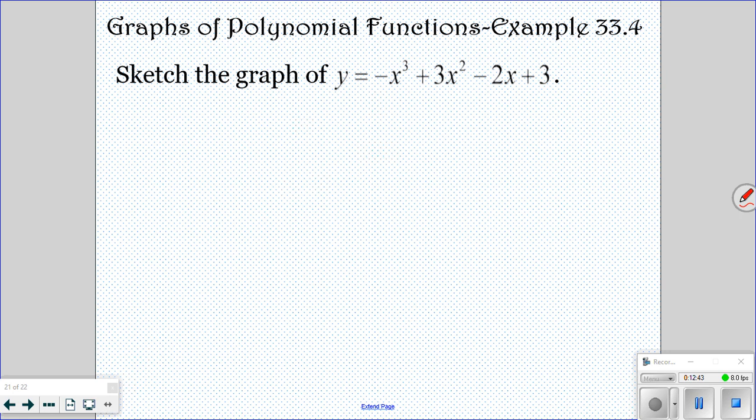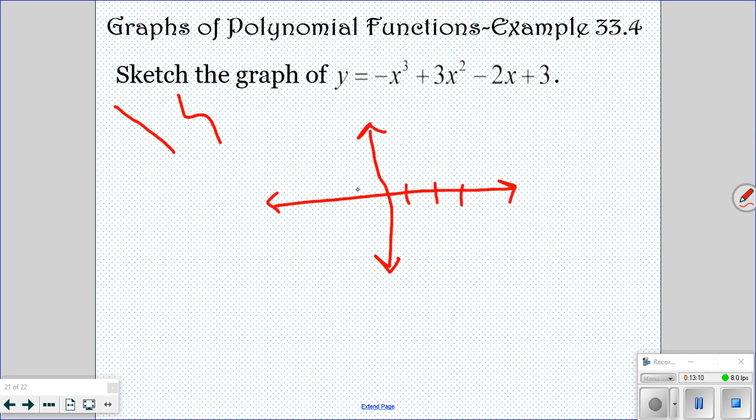Alright, so we want to sketch this one. So this is a cubic, and so we just need to do a rough sketch of it. We don't have to do a super great sketch. And so we know if it's a negative cubic, it's going to look like a negative line. So it's going to be going down like that. So we're going to graph. And we're just going to plug in some numbers. So let's plug in 0. 0, 0, 0 would be 3. We get that number there.